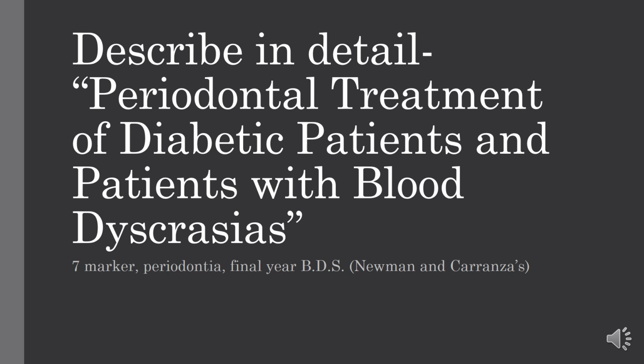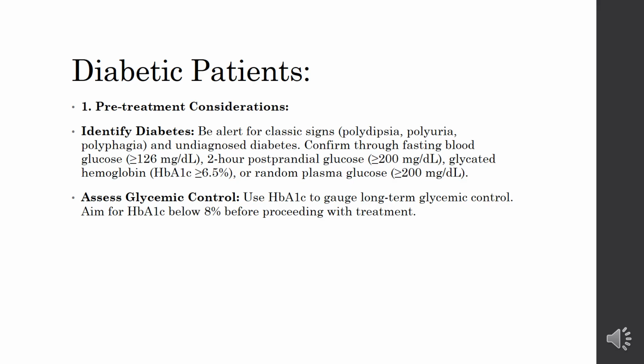Here's another question. Describe in detail periodontal treatment of diabetic patients and patients with blood dyscrasias. Beginning with the treatment for diabetic patients, few things need to be considered before starting with the treatment. First is identifying diabetes. Be alert for classical signs like polydipsia, polyuria, polyphagia in undiagnosed patients.